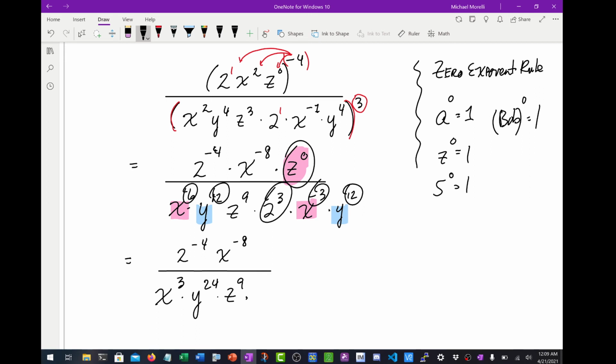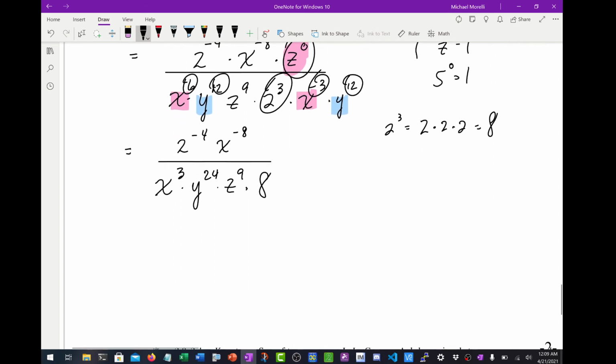Now 2 to the 3rd power. All right, so 2 times 2 times 2, that's 2 to the 3rd power. And that equals 2 times 2 is 4, 4 times 2 is 8, so we just write 8. Now continuing on, 2 to the negative 4th. All right, so that's going to come downstairs. The x to the negative 8th is also going to come downstairs. So you see we're not going to have anything up here at all. So we're actually going to have a big 1 upstairs.